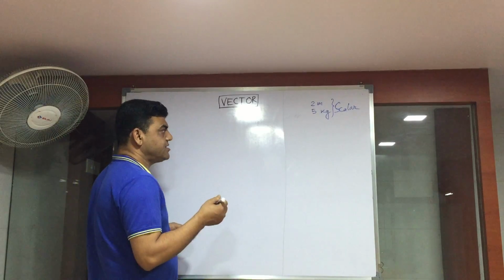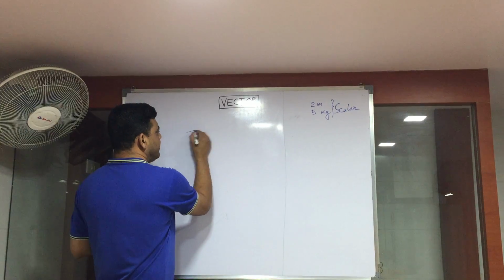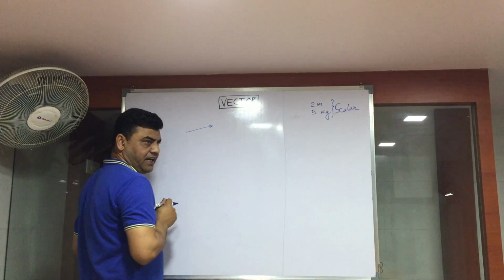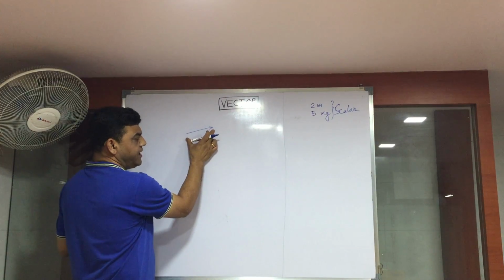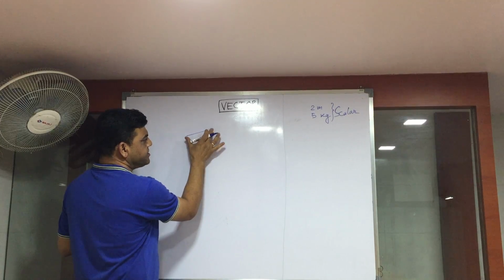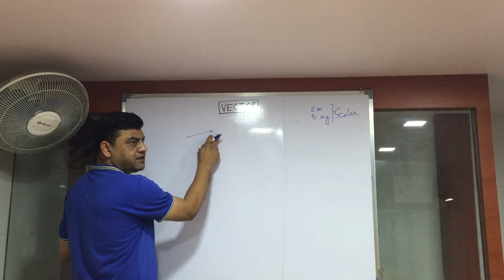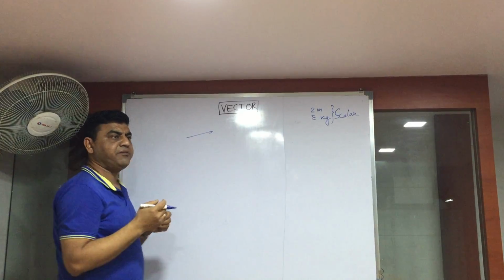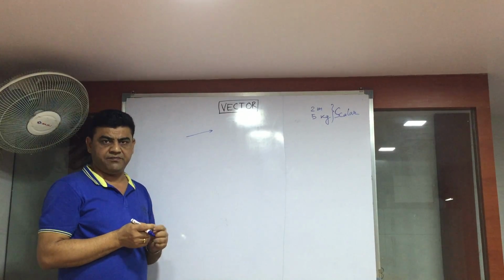Mathematically or symbolically, we represent a vector by a bar or a line with a direction. The length of this vector is its magnitude, and the direction defines its direction, which is the second parameter of a vector. We need to define both of them.